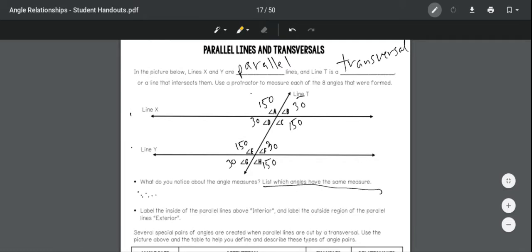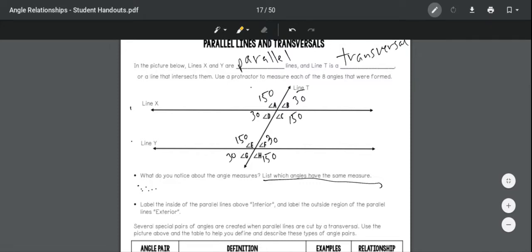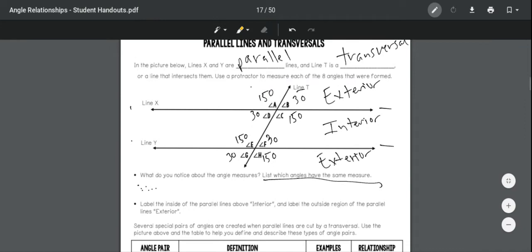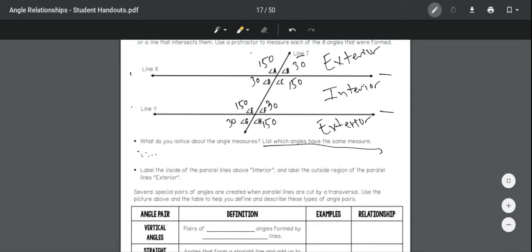Okay, and then the next one says, label the inside of the parallel lines as interior. So here's your parallel lines. And so these are the interior, because interior means inside. And then exterior, which means outside of the parallel lines. Okay, so there's different pairs of angles that are created when you have a transversal like this. And we're going to name them, and then they're going to help us find the different angle measurements.